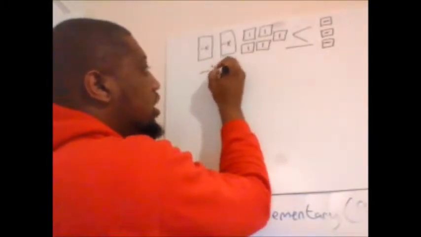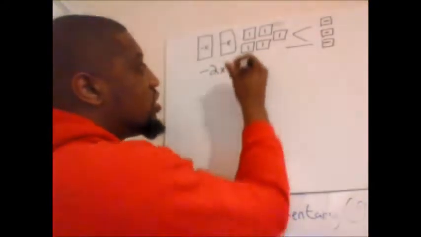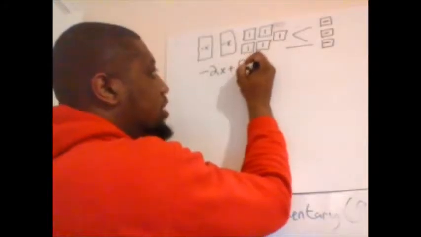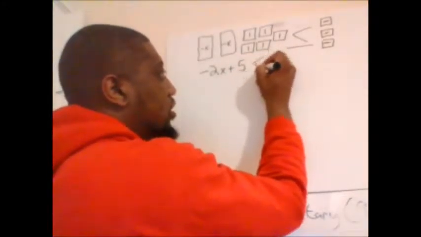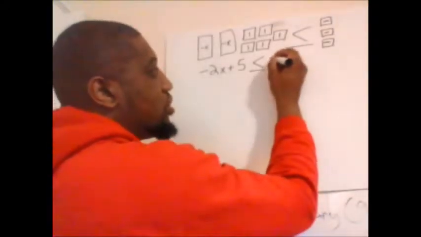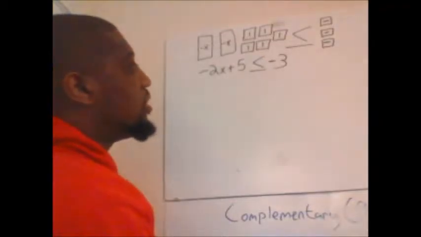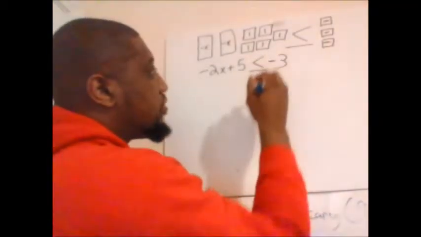So we're going to call it negative 2x. Then we have five positive ones, so plus 5 there. And then we have three negative 1, so that's going to be negative 3. Now we can go ahead and begin to solve.